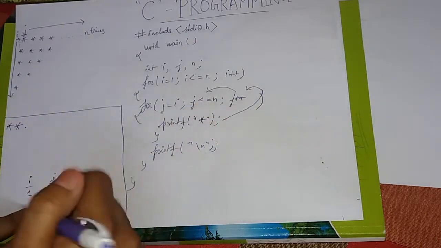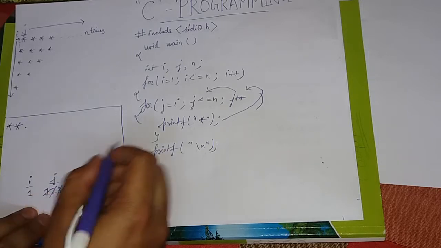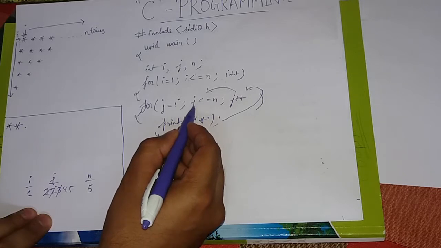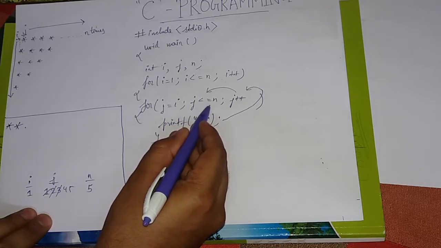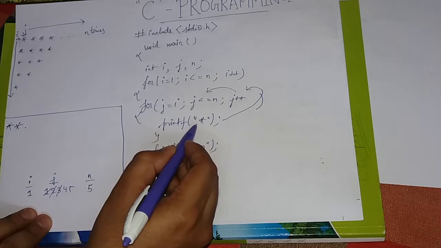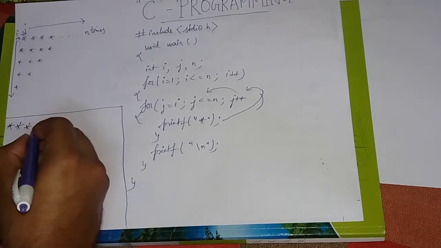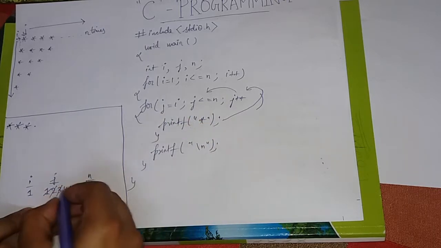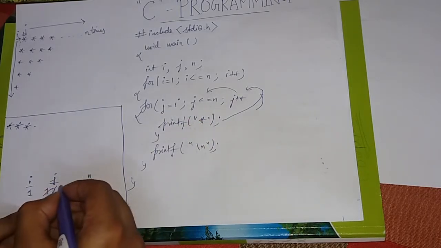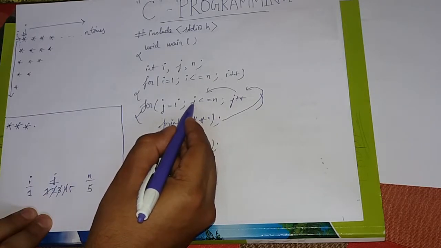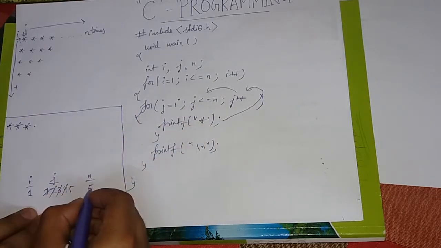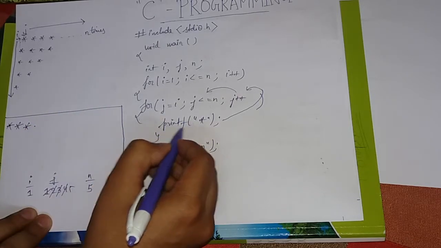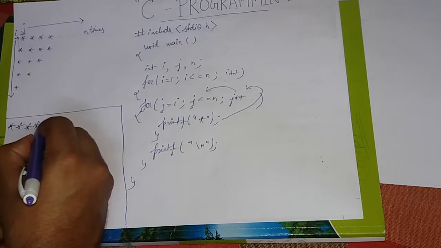Next time again j will be incremented. Now the j value will become 3. It will check again for the condition, is j less than or equal to n. So is 3 less than or equal to 5, which is true. It will come inside and print a star again. Next time the cursor will come here and again the condition will be checked. Before that j will be incremented to 4. Now it will check again, is 4 less than or equal to 5, which is true. So it will come inside, encounter the statement printf star, and print a star.